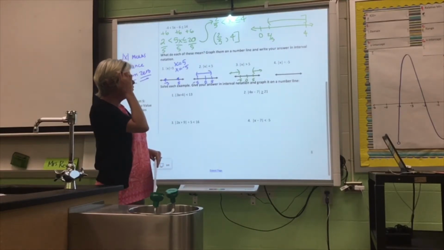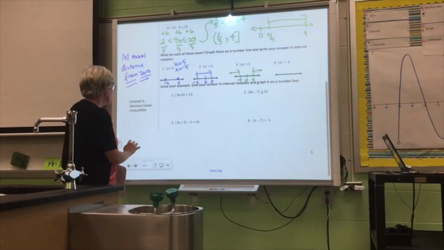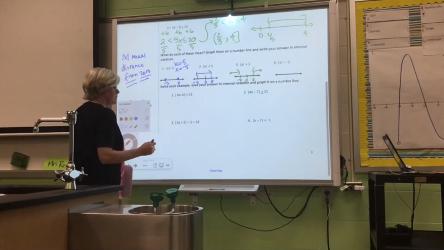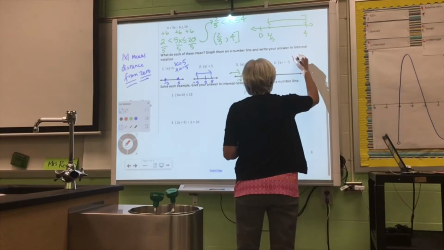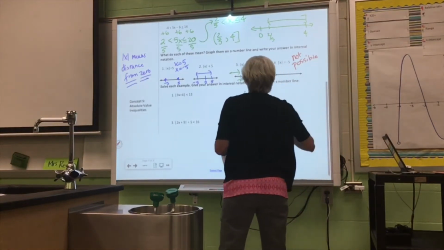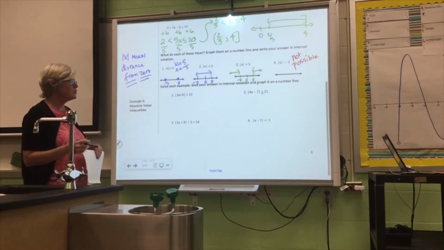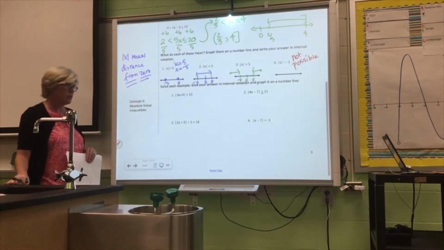What about the absolute value of x is equal to negative 5? Not possible. Hopefully I didn't trick you on that one again. That is not possible. Okay, let's take a look. Solve each example, give your answer in interval notation, and graph it on a number line.